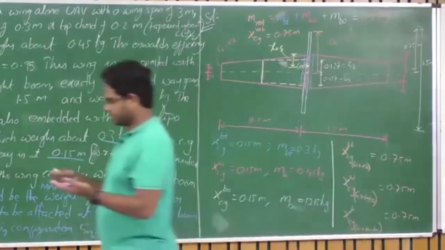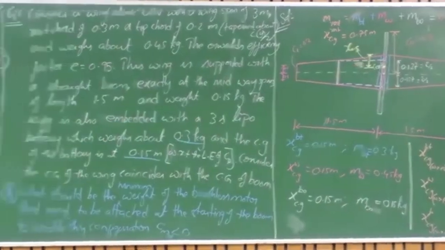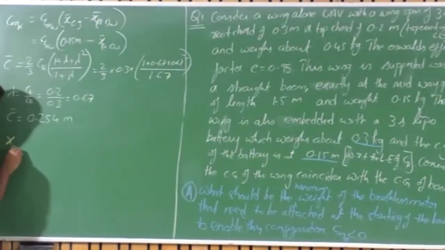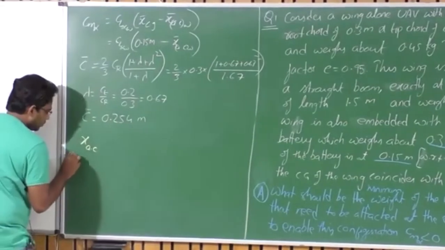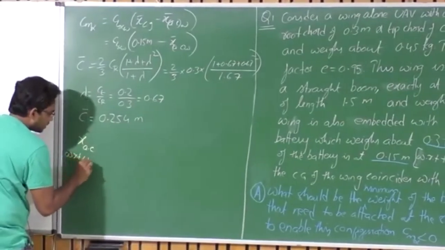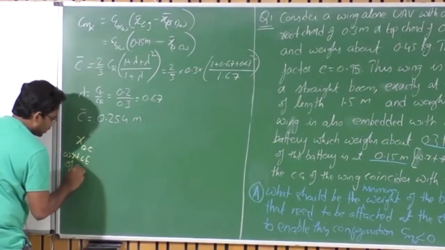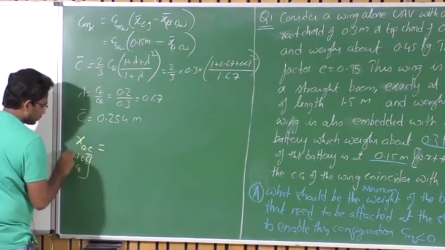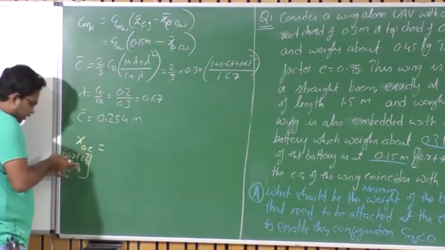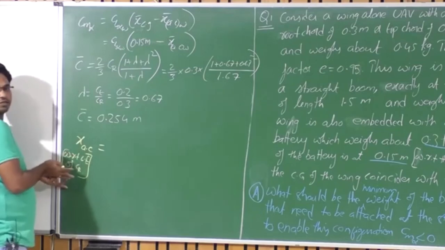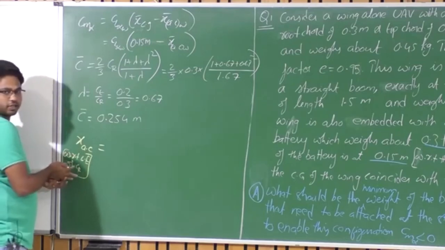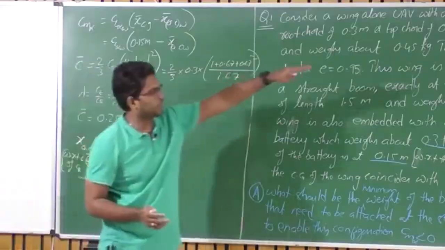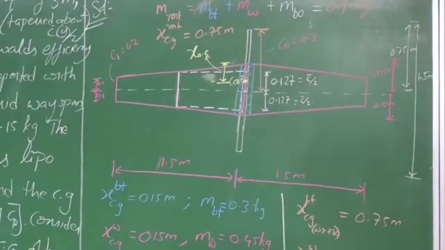So what I mean here is X bar AC, the aerodynamic center, with respect to the leading edge of CR. By default we always consider this with respect to the leading edge, but here there is a need for us to talk with respect to the leading edge of the boom as well.